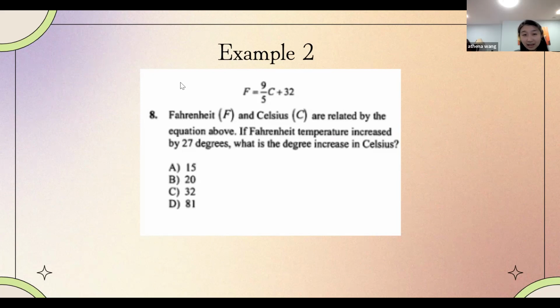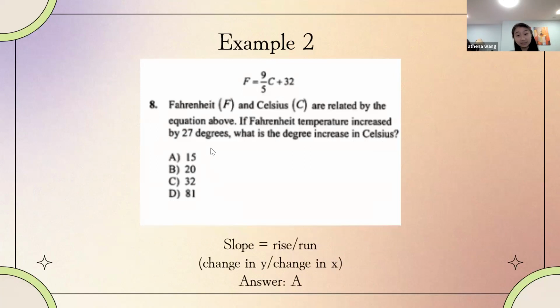Okay, I did not see anybody send me the answer in the chat, but I will go over it. So this one I know is harder, but the answer is A. So we need to use the fact that the slope is the rise over the run. So this is the change in y over the change in x. In this equation, the y would be the F and the x would be the C. So Fahrenheit would be the y and the Celsius would be the x.